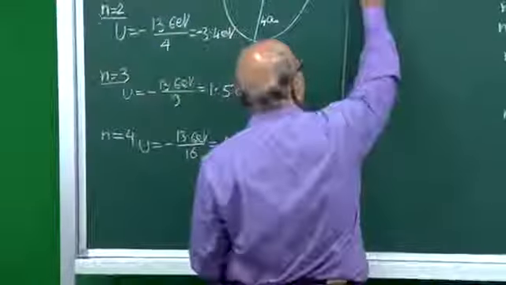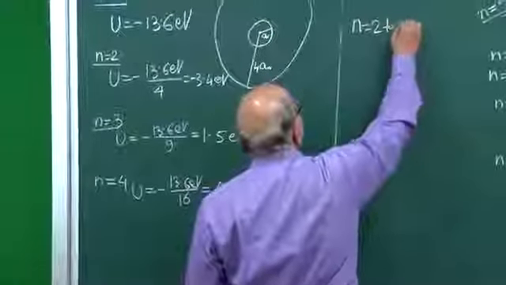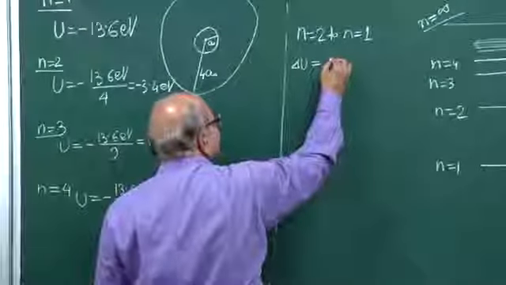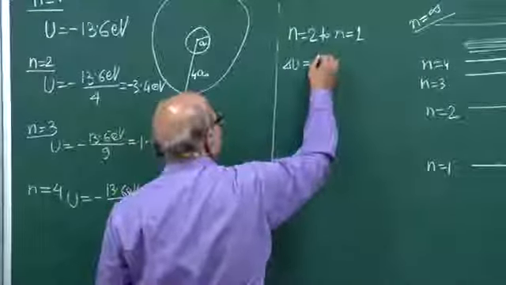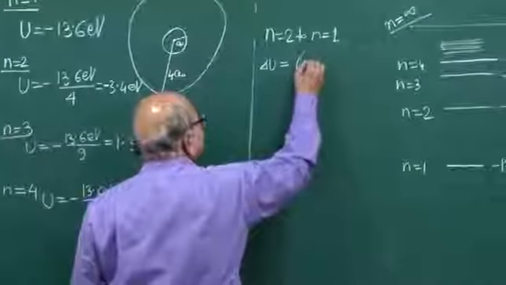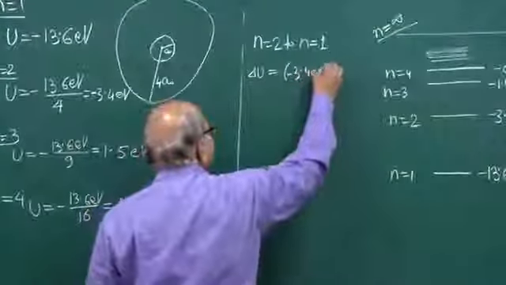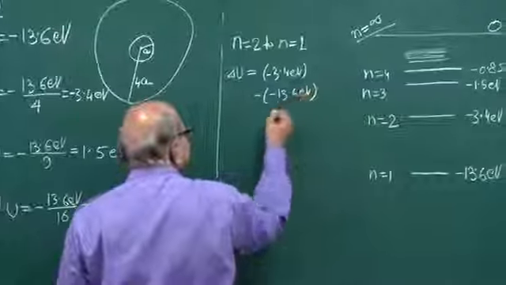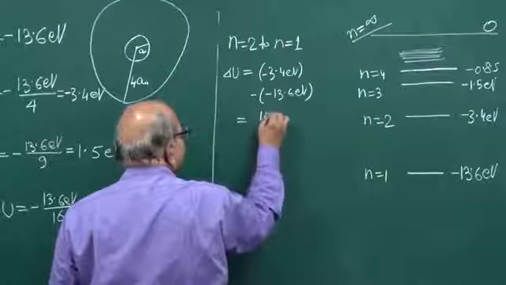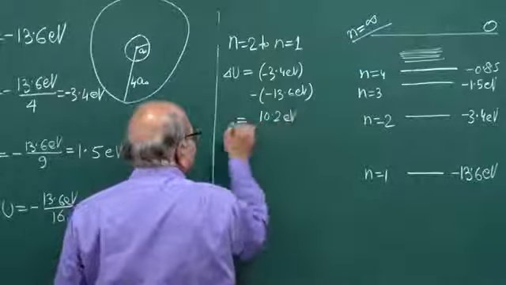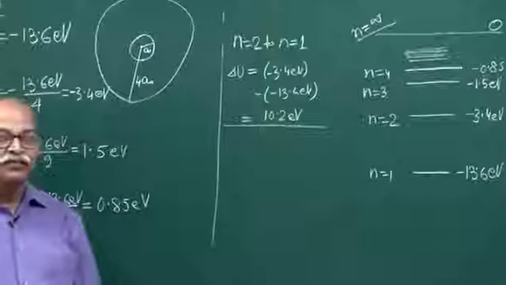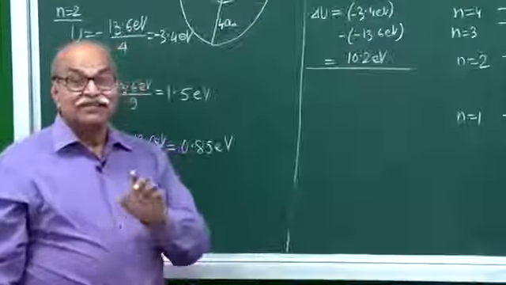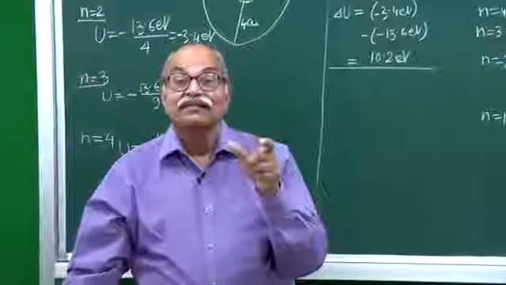Okay. So if it goes from, say, n equal to 2 to n equal to 1, this extra energy is for n equal to 2 to n equal to 1. So initially it had minus 3.4 eV energy, and then finally it has minus 13.6 eV. So this is 10.2 eV. It should emit 10.2 eV in some form. And in what form? It emits in the form of electromagnetic radiation.